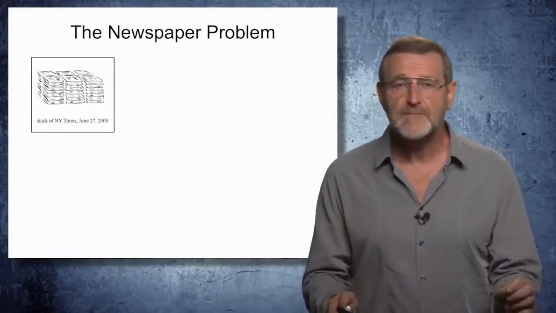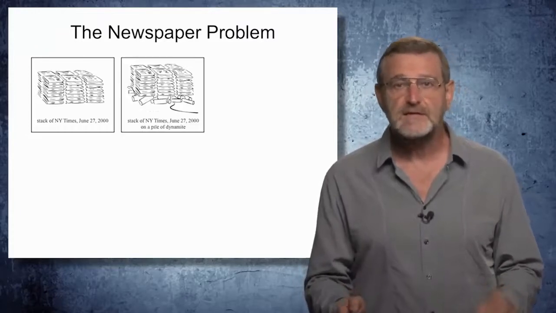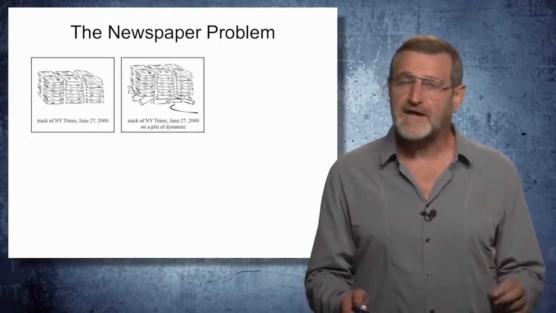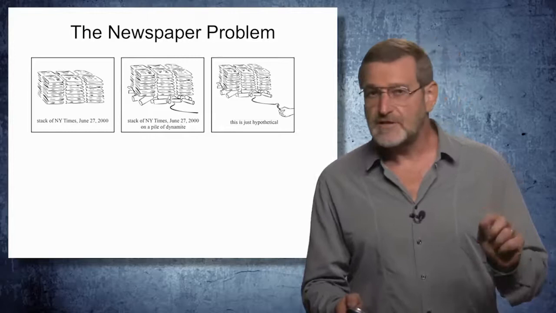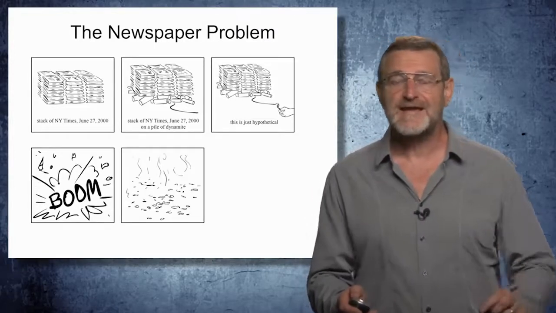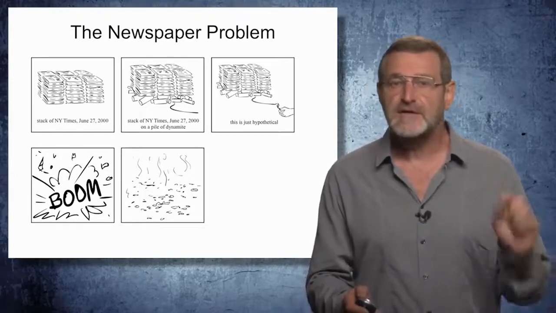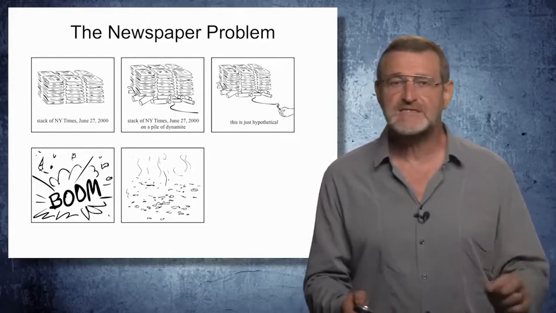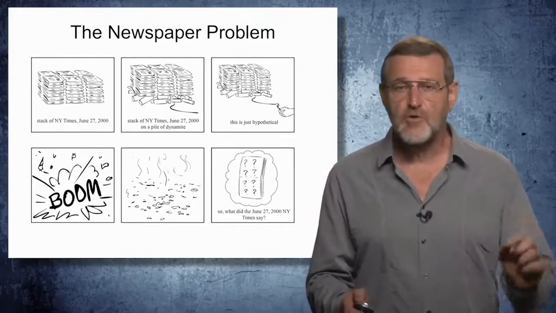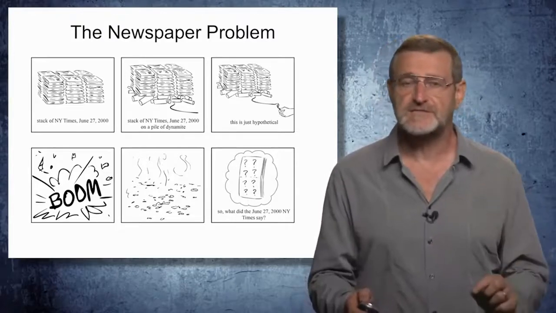Take many copies of the identical New York Times newspaper. Then set them on a pile of dynamite, don't do it at home, and wait until the explosion is over and collect the remaining pieces. Of course, many pieces will burn in the explosion, but some pieces will remain. And then your goal is to reconstruct the content of the New York Times.